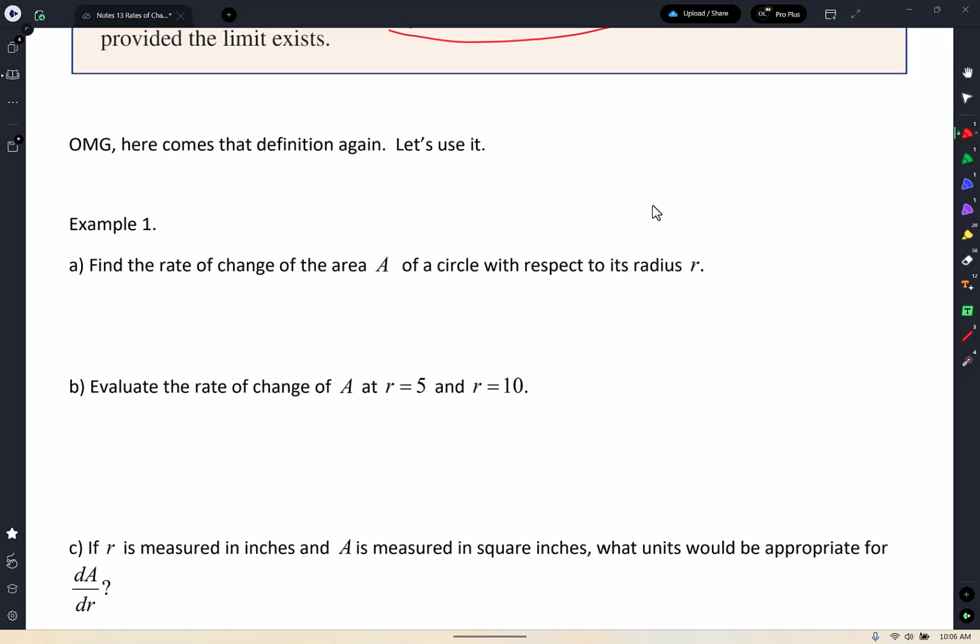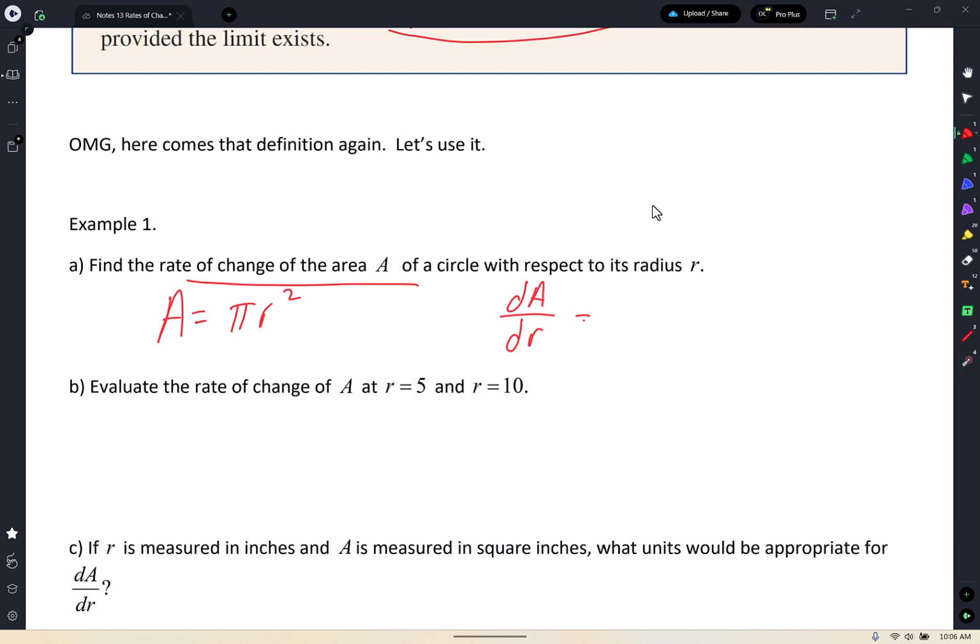So do you know the equation of a circle? The area equation of a circle. Now it's not 2 pi r squared. So if the radius is increasing at a certain rate, find the rate of change of the area with respect to r. So I'm taking the derivative of area with respect to r. So that's how you write it, dA/dr. You can also think of dA/dr as the change in area over the change in radius, right?